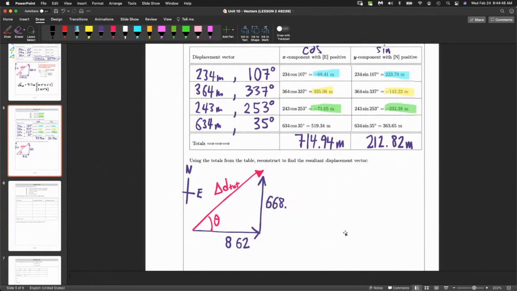So it actually has the same diagram as the previous question, except with different numbers, of course. So there's the x component, and there's the y component. And what we're going to do now is reconstruct to find the displacement, the overall displacement. So to do that, we're going to use the Pythagorean Theorem and inverse tangent.